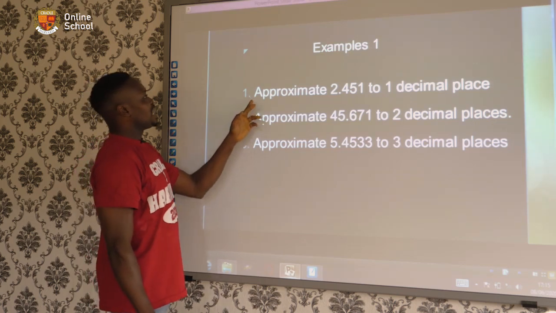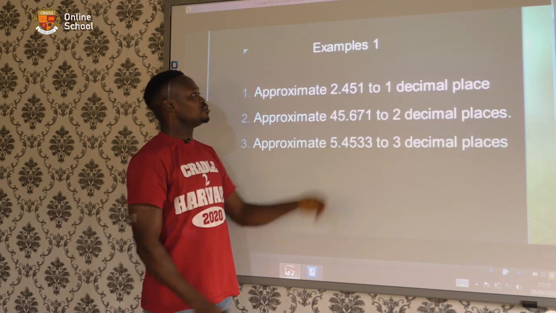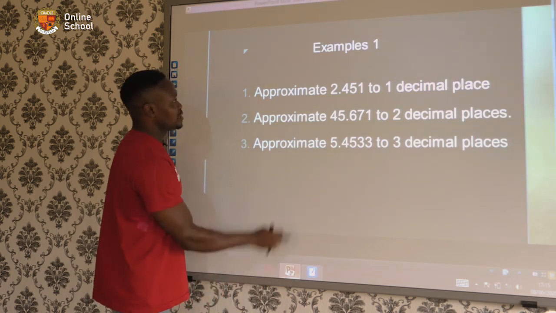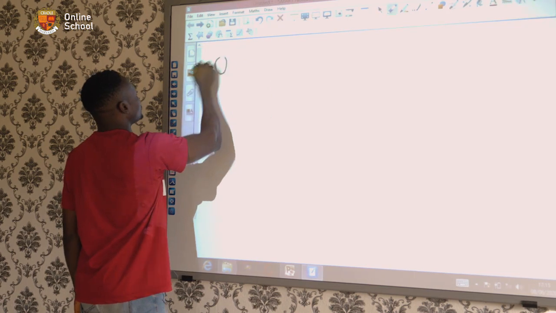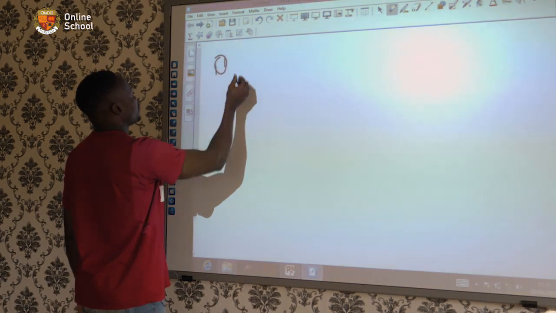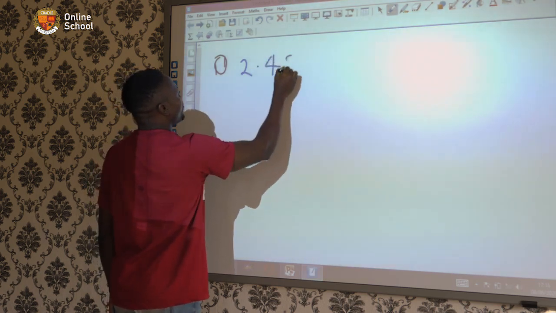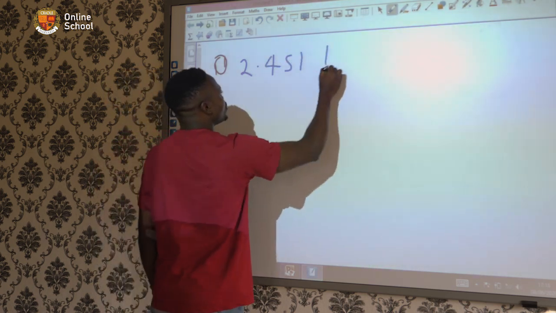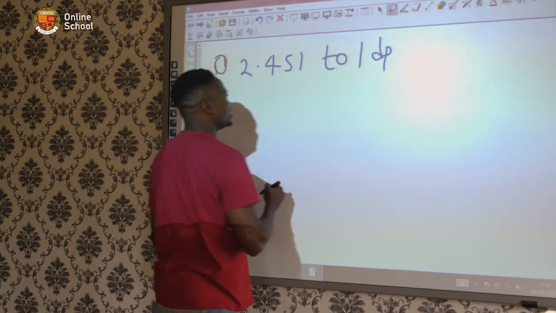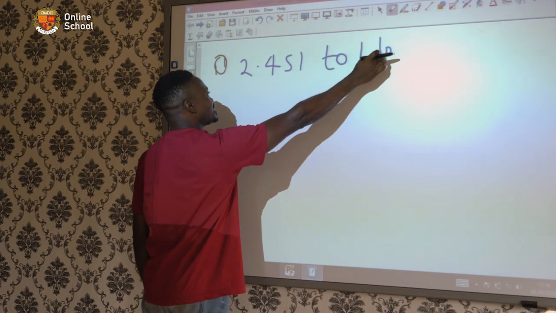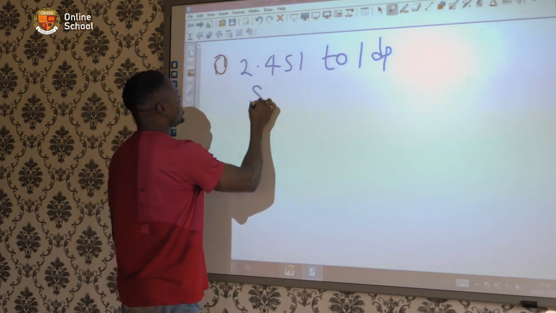Number 1, we are asked to approximate 2.451 to 1 decimal place. The DP here stands for decimal place. That's the short form. Now, you write your solution.